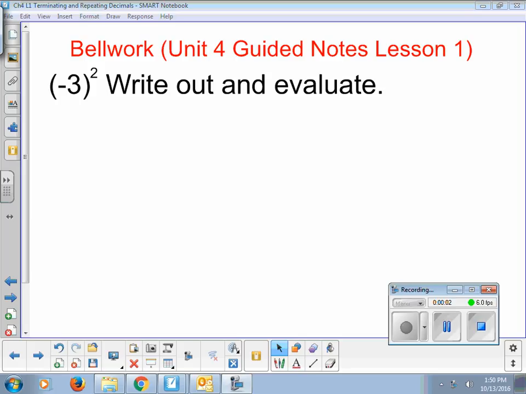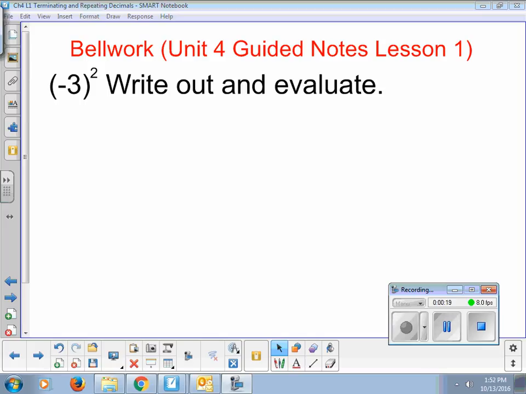Okay, so your bell work for Unit 4, guided notes lesson 1, you have -3 squared. You need to write out and evaluate -3 squared. Remember your rules for multiplying integers.